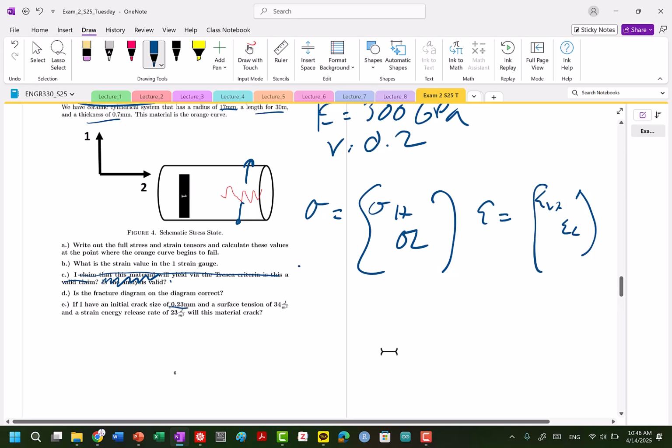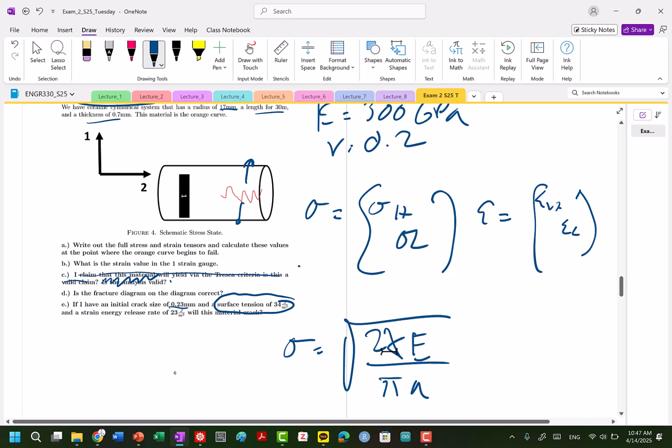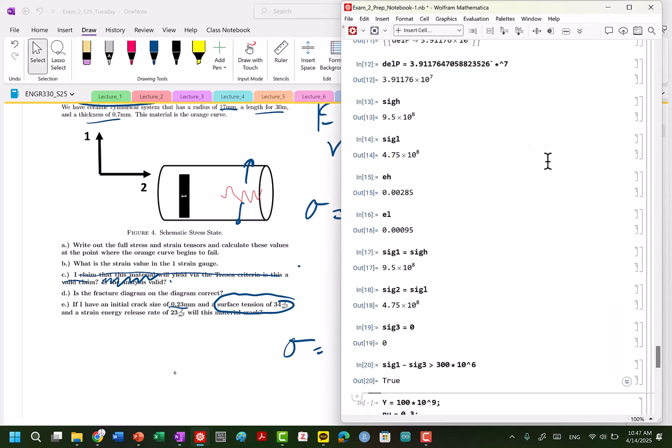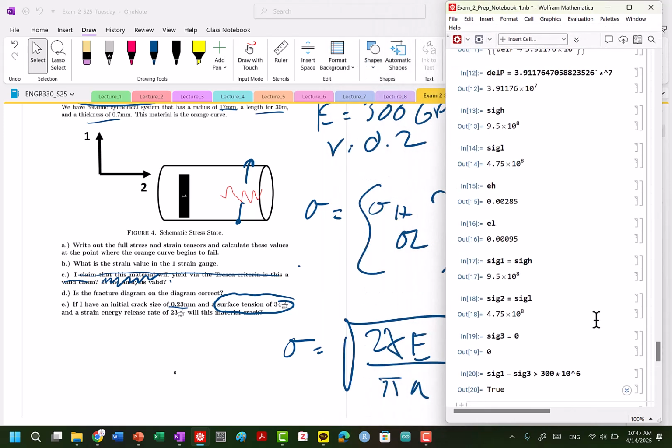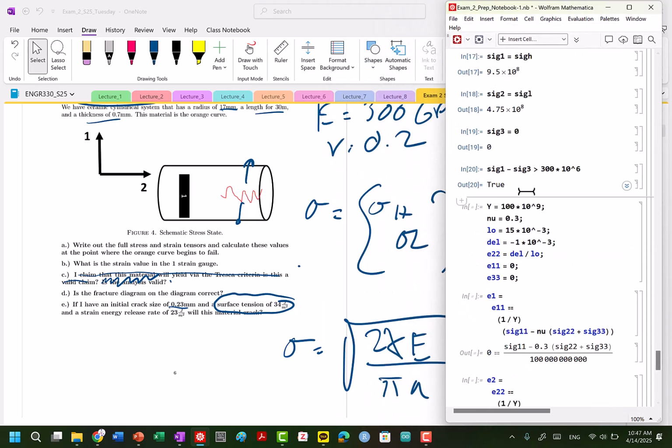I have an initial crack size of this, surface tension of this, strain energy of this. Will this material crack? I'm going to use this equation. So I'm going to use our expression that our stress at failure, or basically the stress applied, is equal to the square root of 2 gamma E over pi A, because we are a ceramic material. It is very brittle, so we should be able to use our Griffith criteria. The other one is our Orowan criteria for basically polymers and metals.